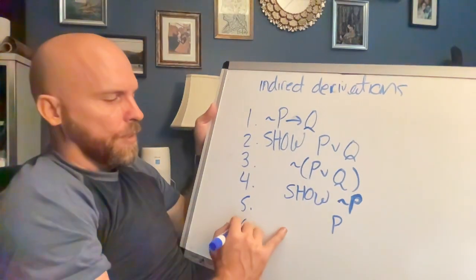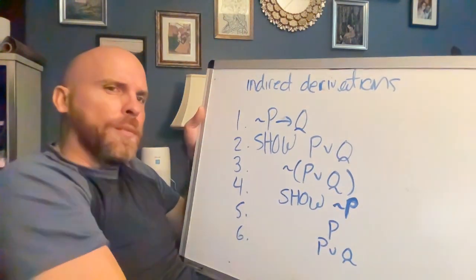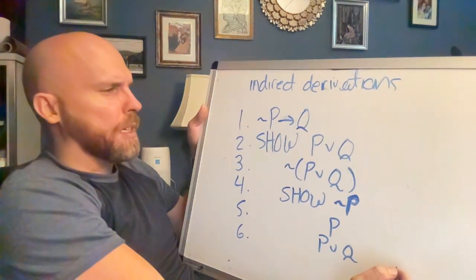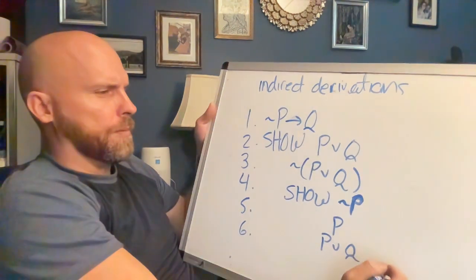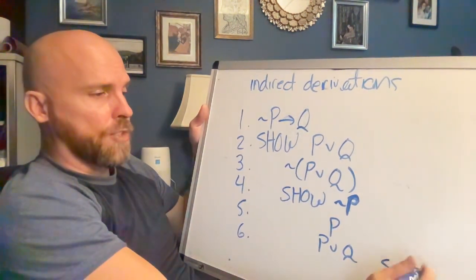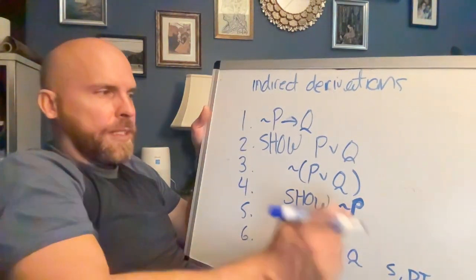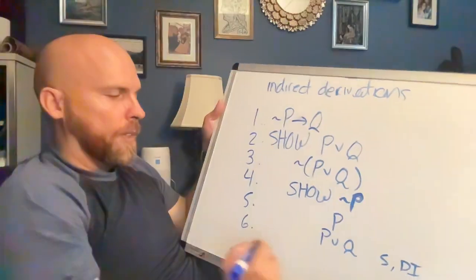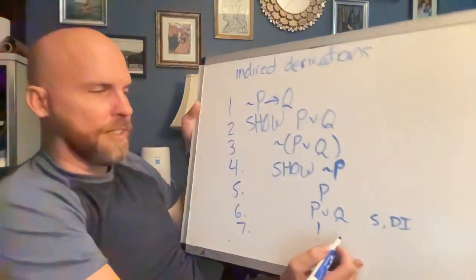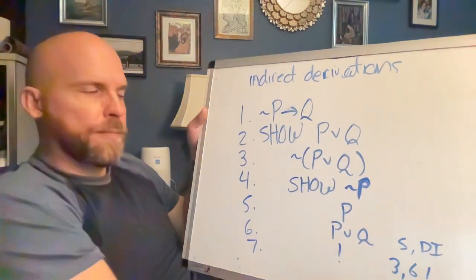And now, what can I do? Well, P or Q for sure follows, and that's from line 5, disjunction introduction. Now I've got that so far. Now that is the opposite of line 3. So I've got a contradiction. I'm just going to put a bang here, right in the line. It's a bang between 6 and 3. So 3 and 6, bang.